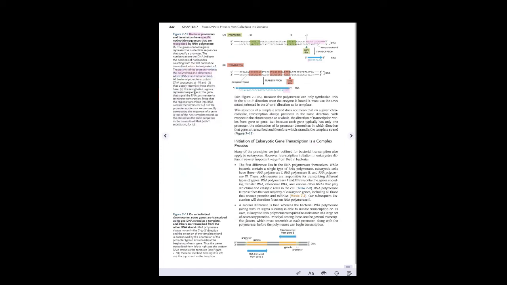All bacterial promoters contain DNA sequences at -10 and -35 that closely resemble those shown here. So it seems that this TATATT is present nearly every time that you find a gene in bacteria. And also, this TTGACA is found upstream of this box. We call these promoter boxes, right? So these boxes are found all the time upstream of a transcription start site.